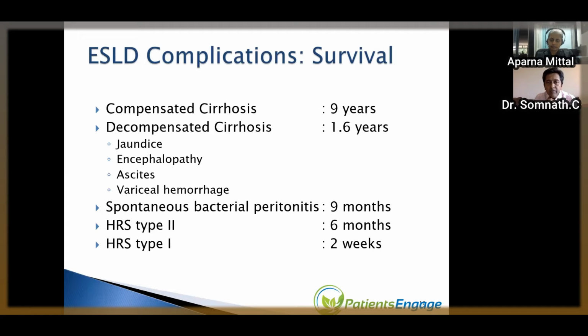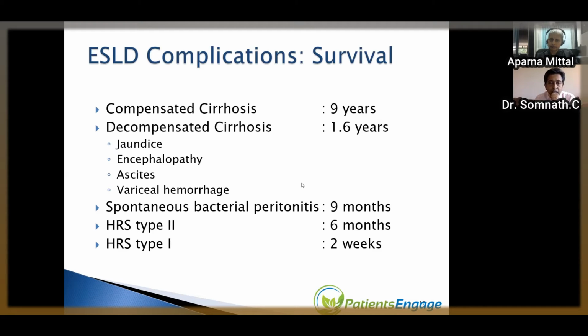So just to give you an idea, when talking about end-stage liver disease complications, if you just have presence of cirrhosis on an ultrasound and otherwise there are no symptoms, the median survival is as good as 9 to 10 years, maybe even more. And you don't need to worry about a liver transplant. You should just keep on doing your tests so that you don't miss out on anything.